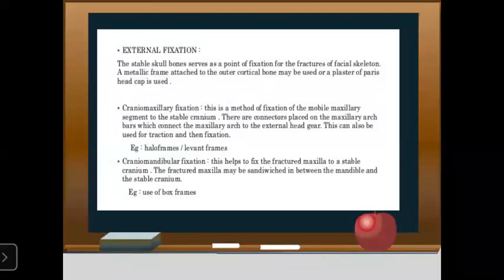Craniomandibular fixation helps to fix the fractured maxilla to the stable cranium. The fractured maxilla may be sandwiched in between the mandible and the stable cranium. Use of box frames can be done.